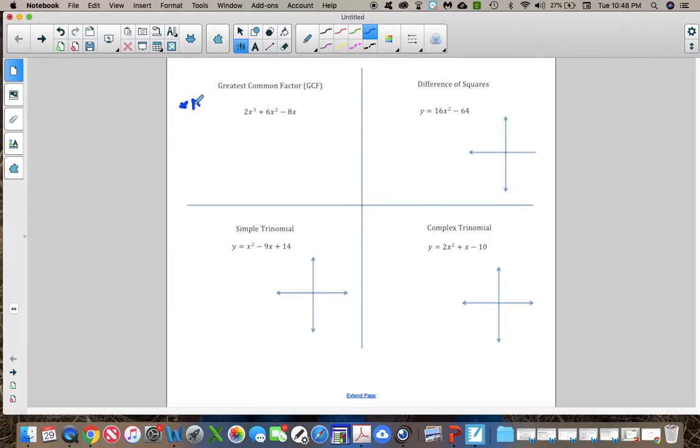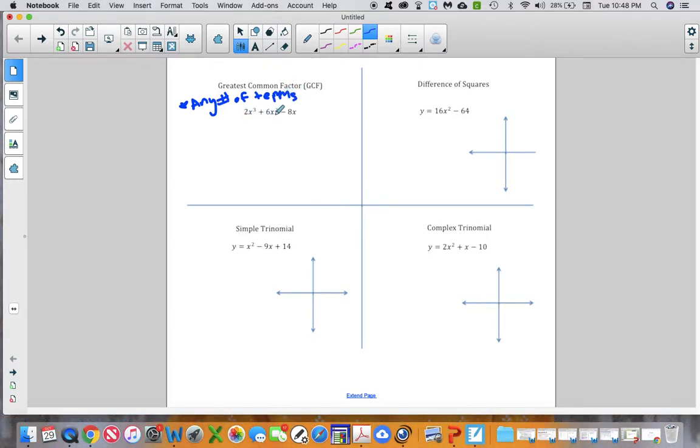Greatest common factor can be any number of terms. So it doesn't have to be 3, it doesn't have to be 2, any number of terms. Okay, so I can't write very well with this pen. Any number of terms. So this one right here has 3. It could be 2, it could be 7, however many, doesn't really matter. But what you're doing is you're looking for a number or a variable that you can pull out of each one of the pieces that you have.